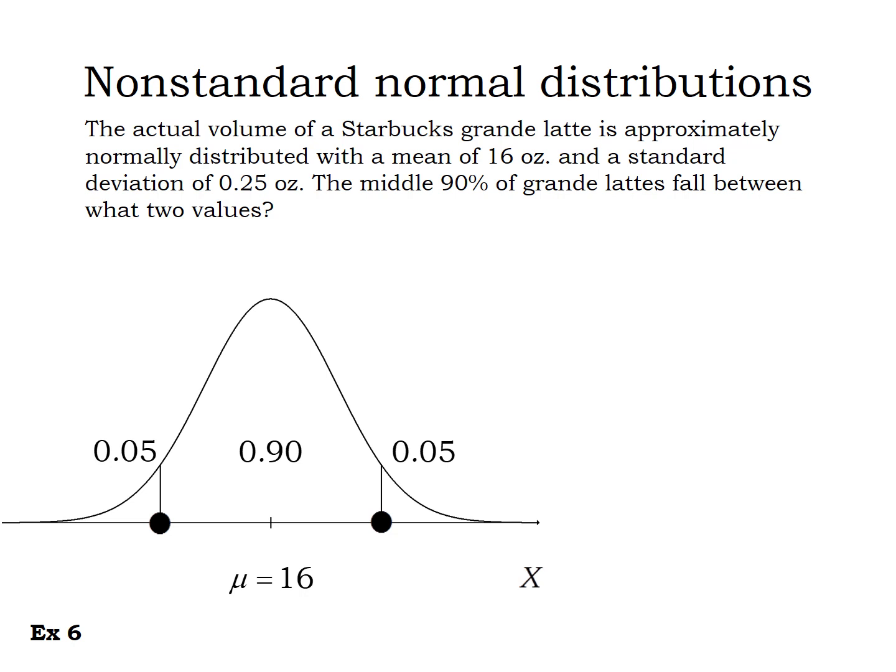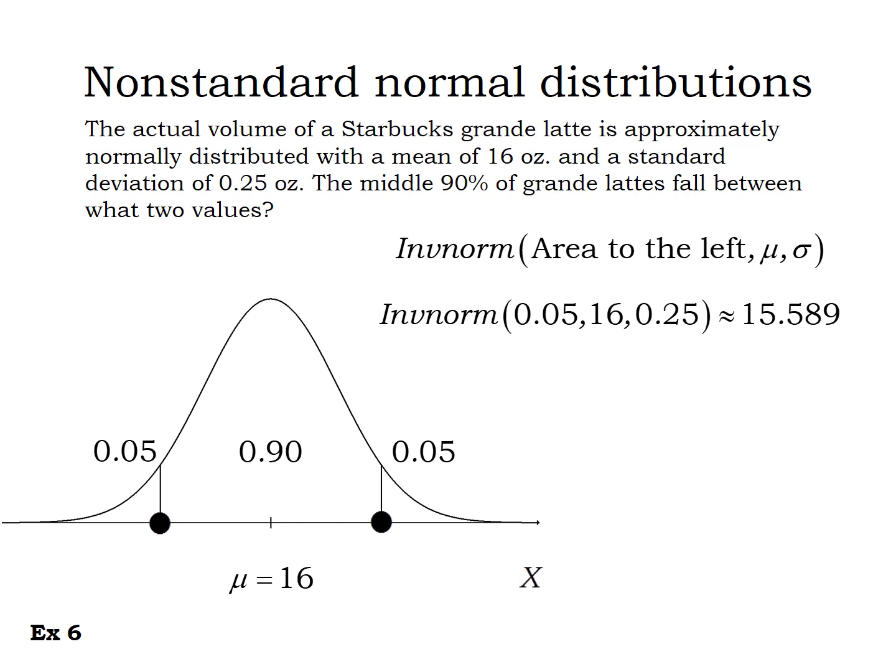So I'm going to start over here on the left side. Again, we want to find our X, our ounces, so we need to use the inverse norm. And to find our lower limit, we want to find the area to the left. We need it to be 0.05. So I'm going to do inverse norm 0.05, 16 for the mean, 0.25 for the standard deviation. So that's telling me my minimum is 15.589 ounces.